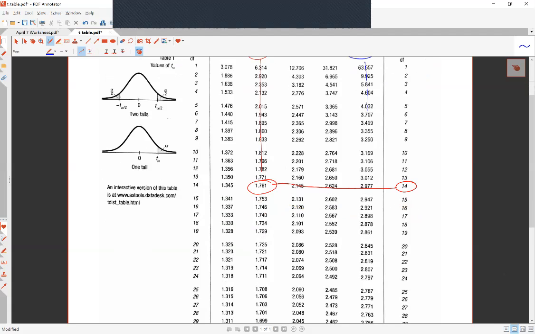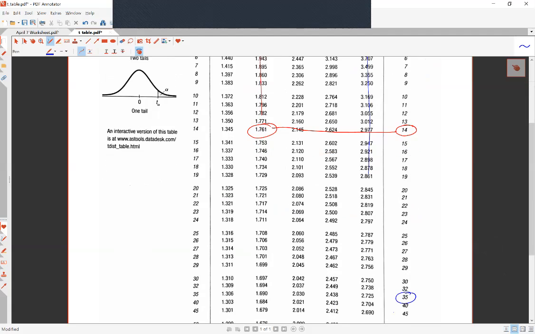And we're coming all the way down to 35 degrees of freedom. So we're looking for where these intersect. So in this case, our T-star value is 2.725.